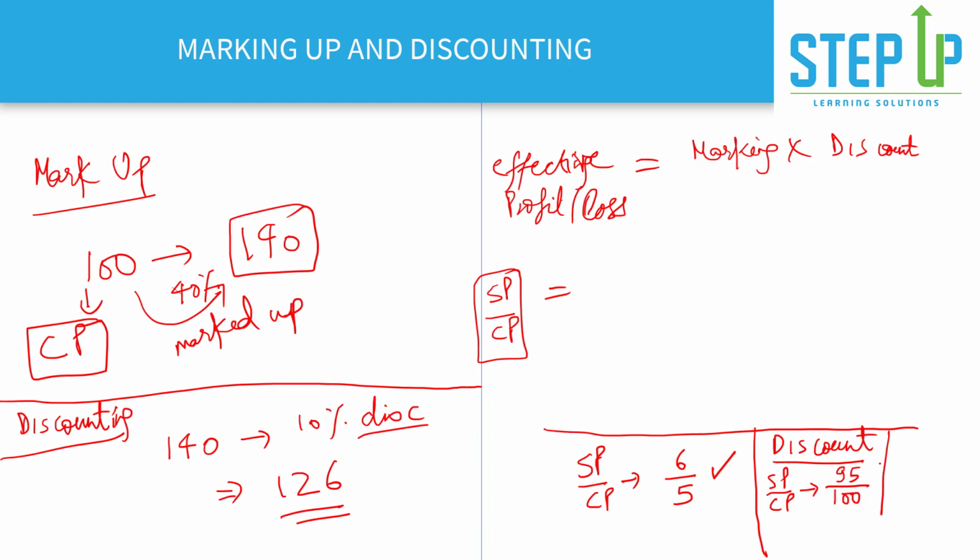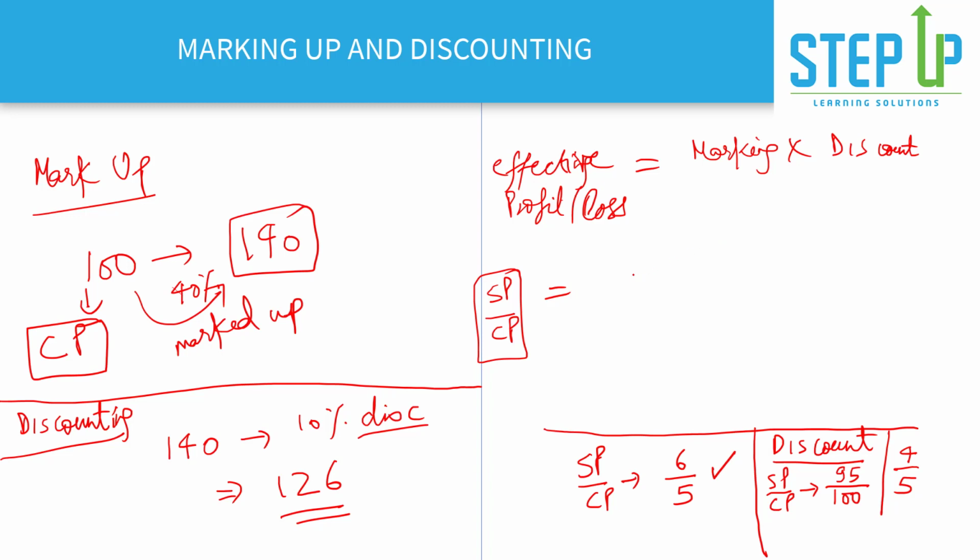Or if it says 20% discount, so what would it be? 20% discount, meaning this will be my 4 upon 5, isn't it? That means 1 by 5 is the discount percentage and 4 by 5. So now when questions like this come, you will represent it in the same form.